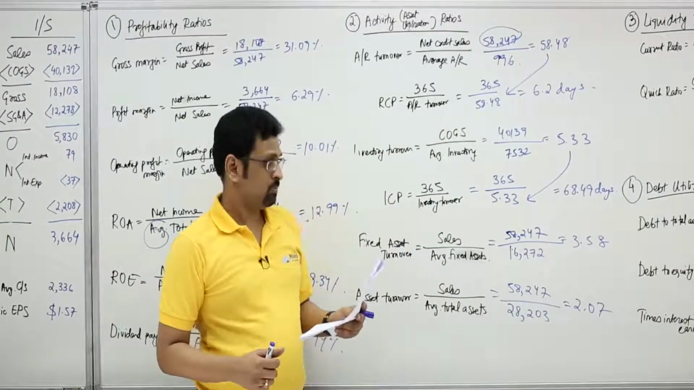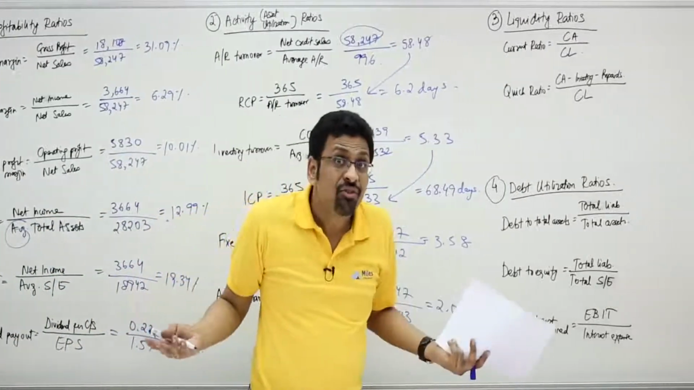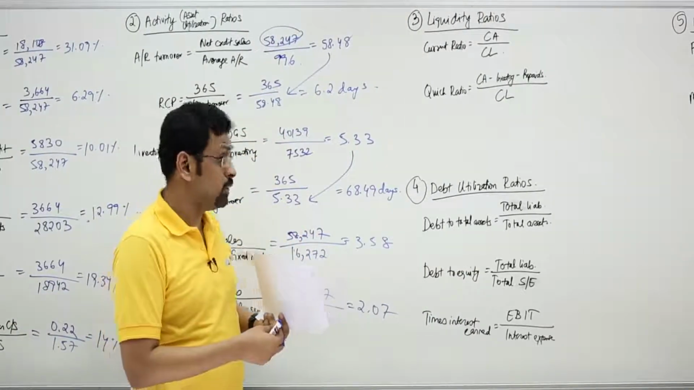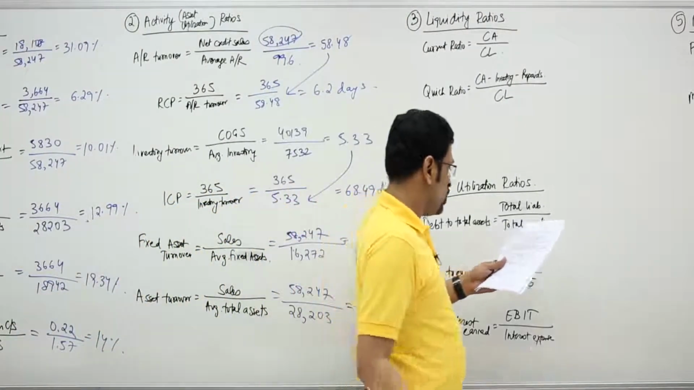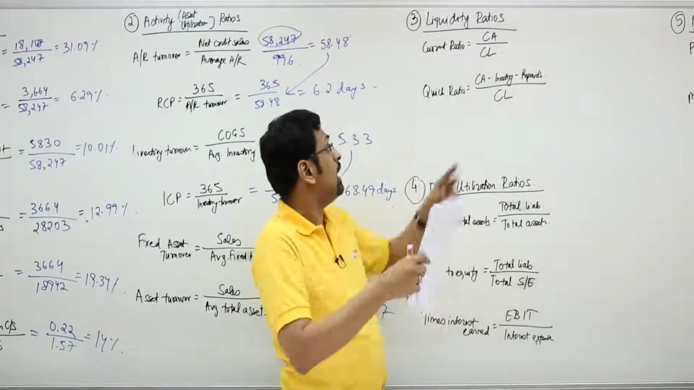Simple and easy. Let's move on. Look at the liquidity ratio. Does the firm have cash to pay its obligations as they come due? Let's look at the current ratio. So current ratio, we're looking at the current assets divided by current liabilities.